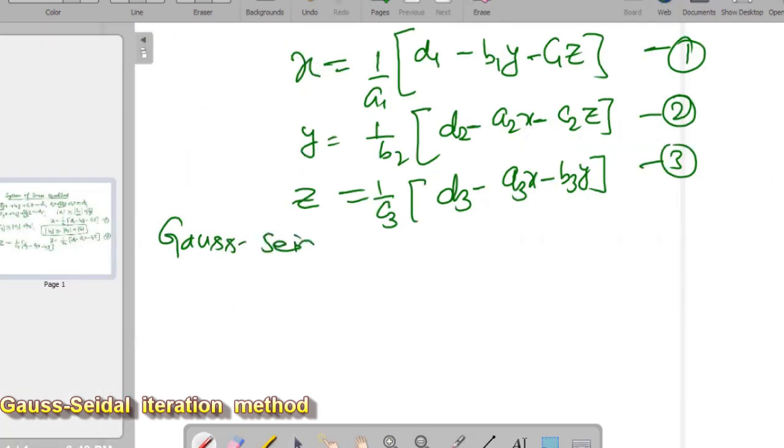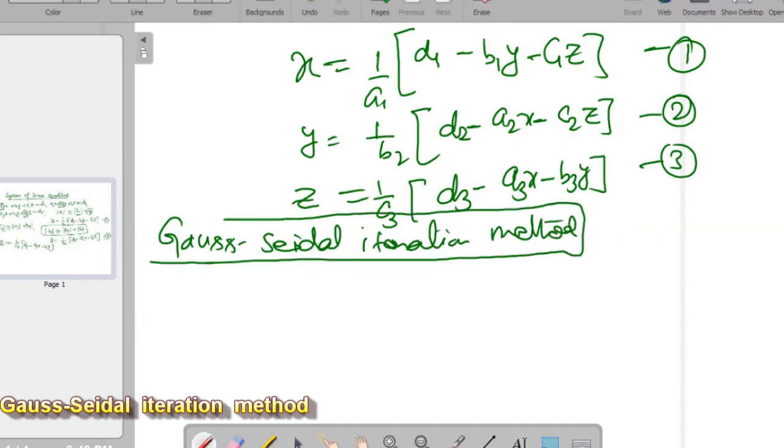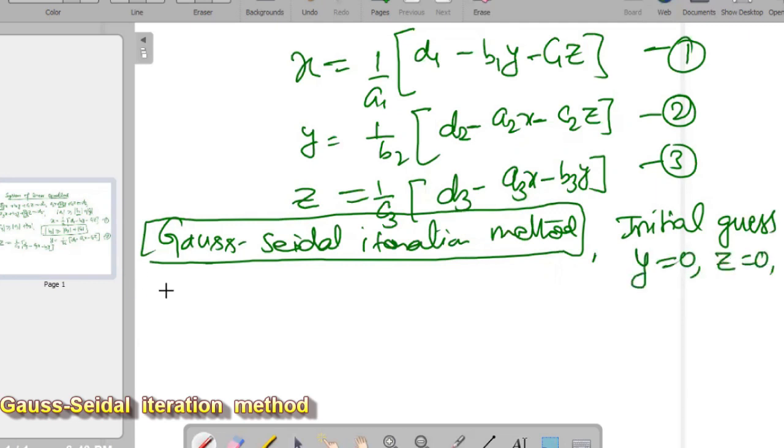Gauss-Seidel iteration method. In the Gauss-Seidel iteration method, first we assume the initial guess of the values of y and z. So the initial guess is y equals 0 and z equals 0. So we get the first iteration, the values of x, y, and z.